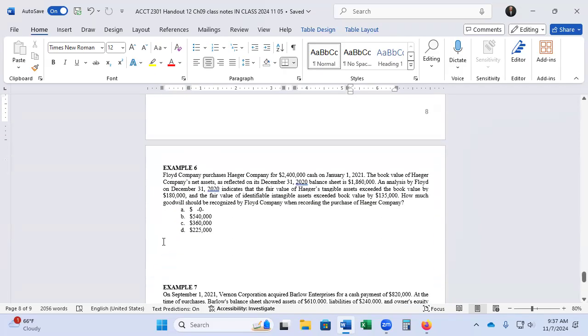So let's take a look at example 6 and I'll walk you through it. Floyd Company purchases Hager Company for $2.4 million in cash on January 1, 2021. The book value of Hager Company's net assets as reflected in the December 31st, 2020 balance sheet is $1,860,000. Now, normally if we're buying it, do we care what the book value of the assets were on the company's books?